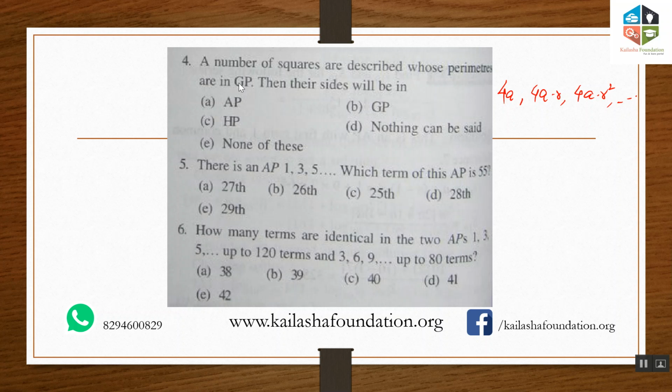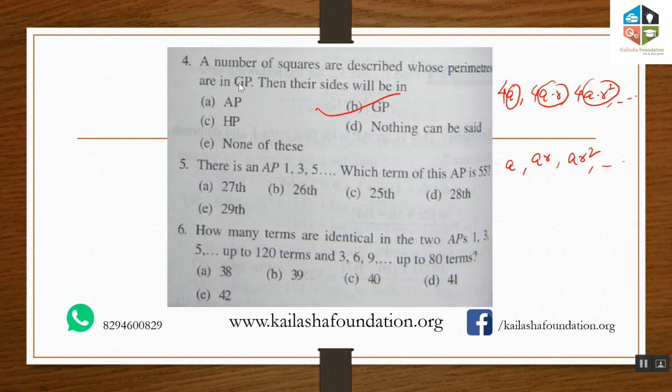Perimeters are in GP, then sides will be in GP. Side of the first square is A. Side of the second square is AR. That's why the perimeter is 4 times AR. Side of the third square will be AR square. So what is this? This is a GP.